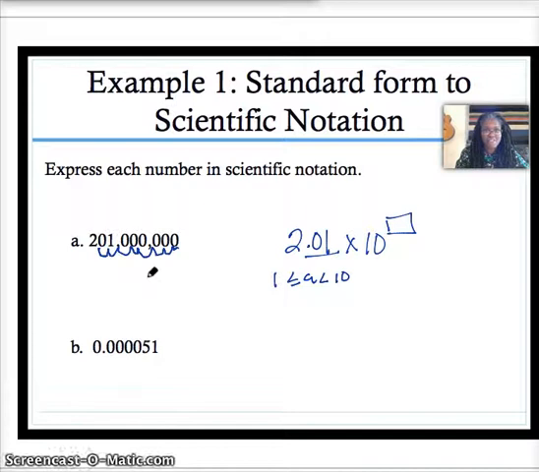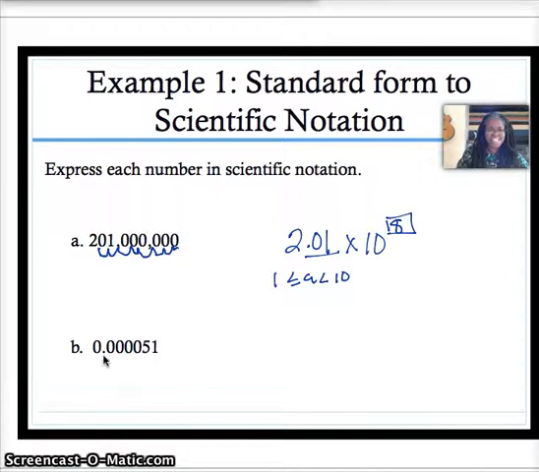We just changed the value of this. So I have to figure out how many spaces I moved back, and I moved back 8 spaces. So what that means is I'm going to put an 8 here because that tells me to multiply 2.01 times 10 to the 8th power. That kind of makes sense. 10 to the 8th power, which is, what is that, 100 million? So if we multiply 2.01 times 100 million, we'll get 201 million. Yes? I'm hoping you like it.